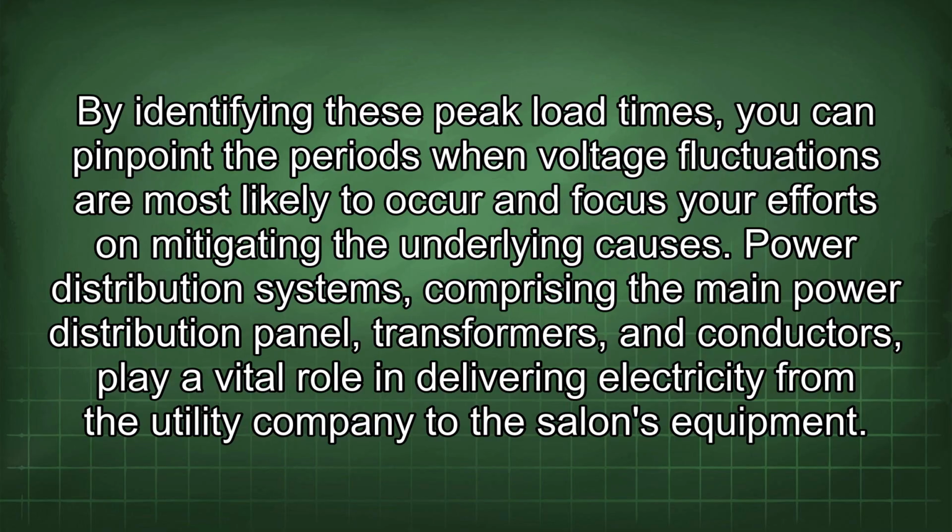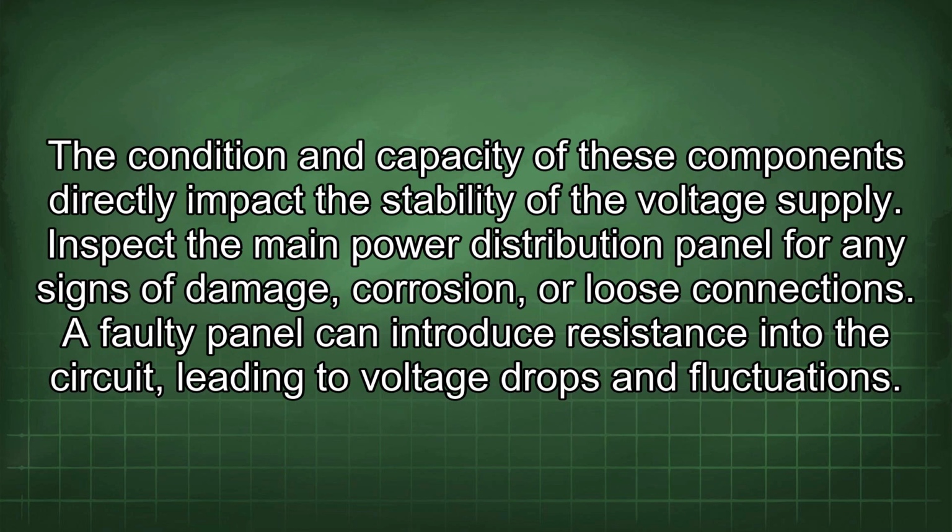Power distribution systems, comprising the main power distribution panel, transformers, and conductors, play a vital role in delivering electricity from the utility company to the salon's equipment. The condition and capacity of these components directly impact the stability of the voltage supply. Inspect the main power distribution panel for any signs of damage, corrosion, or loose connections. A faulty panel can introduce resistance into the circuit, leading to voltage drops and fluctuations.